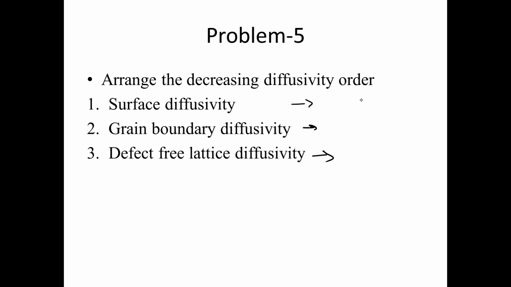So which one will be the decreasing order? First, the highest diffusivity value: the surface is having the highest diffusivity value, and second is this one. The least diffusivity is in the defect-free lattice. So the surface is in this order only, I've given it in the same order. Yes, surface diffusivity will be the highest, where the diffusion will be occurring.